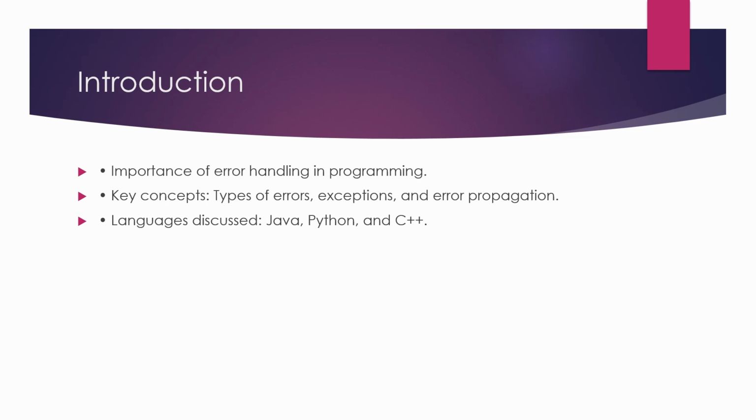Error handling is a crucial aspect of any programming language. It allows developers to anticipate and manage issues that may arise during the execution of their code. In this presentation, we will focus on different types of errors, how exceptions are handled, and how to propagate and recover from errors. We will look at examples in Java, Python, and C++.